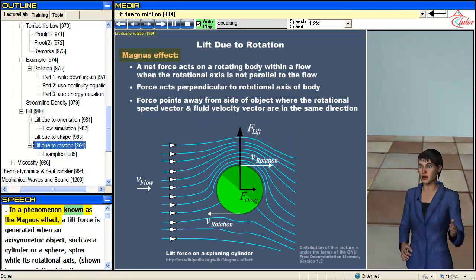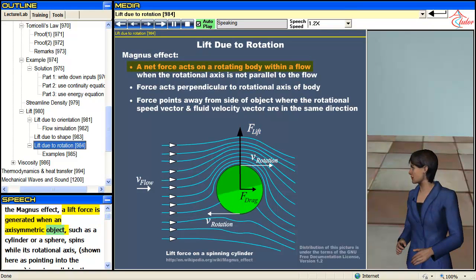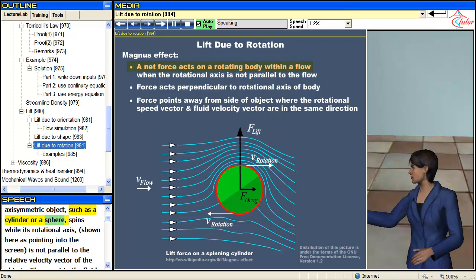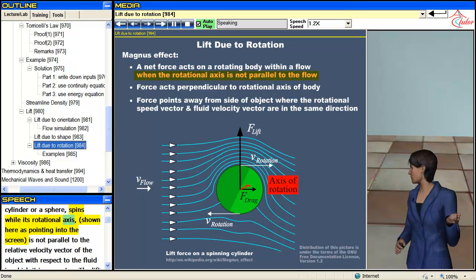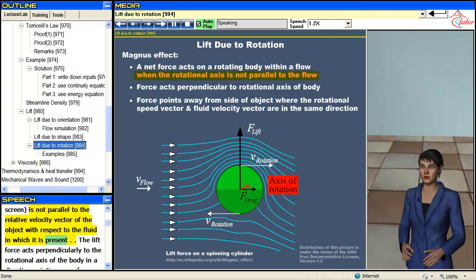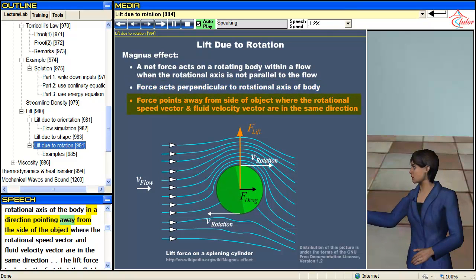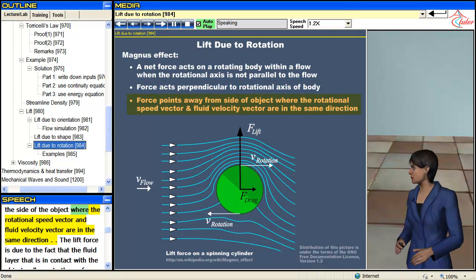In a phenomenon known as the Magnus Effect, a lift force is generated when an axisymmetric object, such as a cylinder or a sphere, spins while its rotational axis, shown here as pointing into the screen, is not parallel to the relative velocity vector of the object with respect to the fluid in which it is present. The lift force acts perpendicularly to the rotational axis of the body, in a direction pointing away from the side of the object where the rotational speed vector and fluid velocity vector are in the same direction.